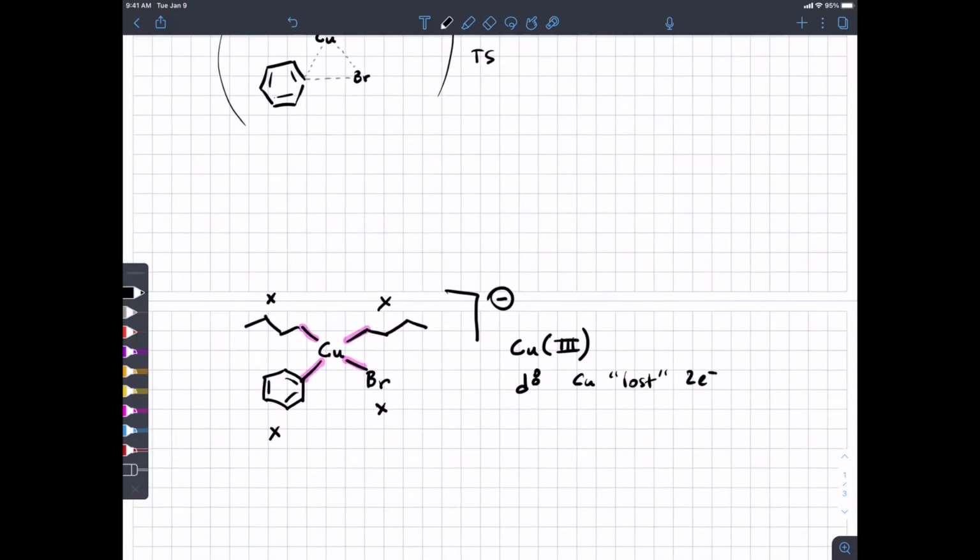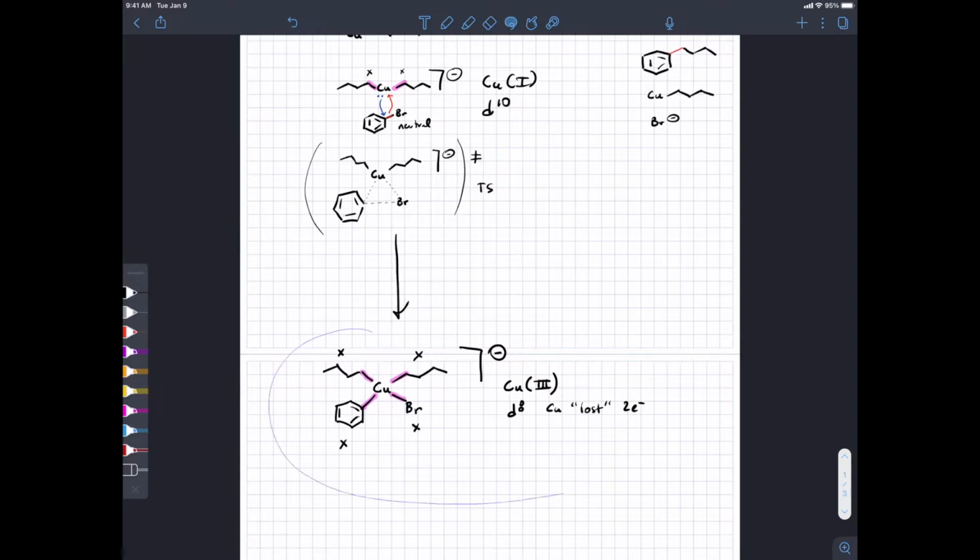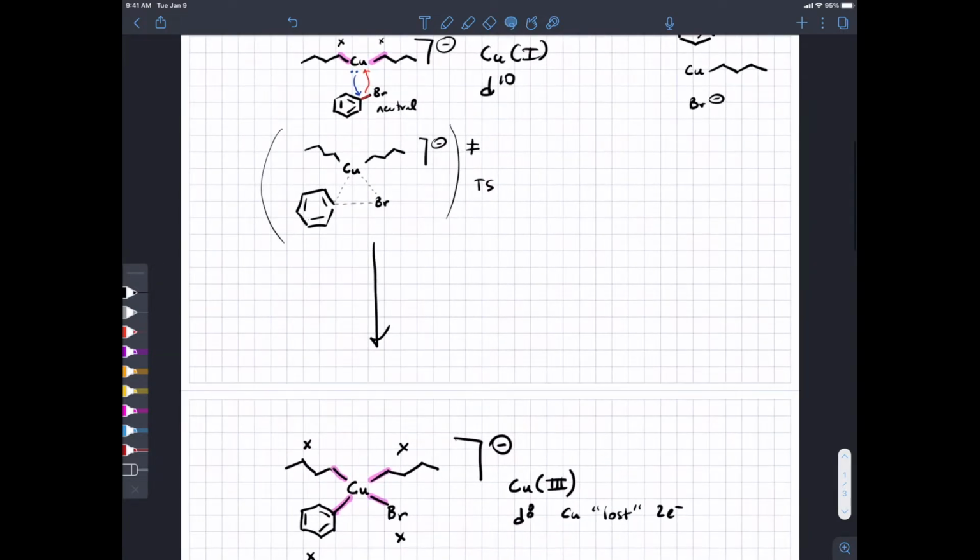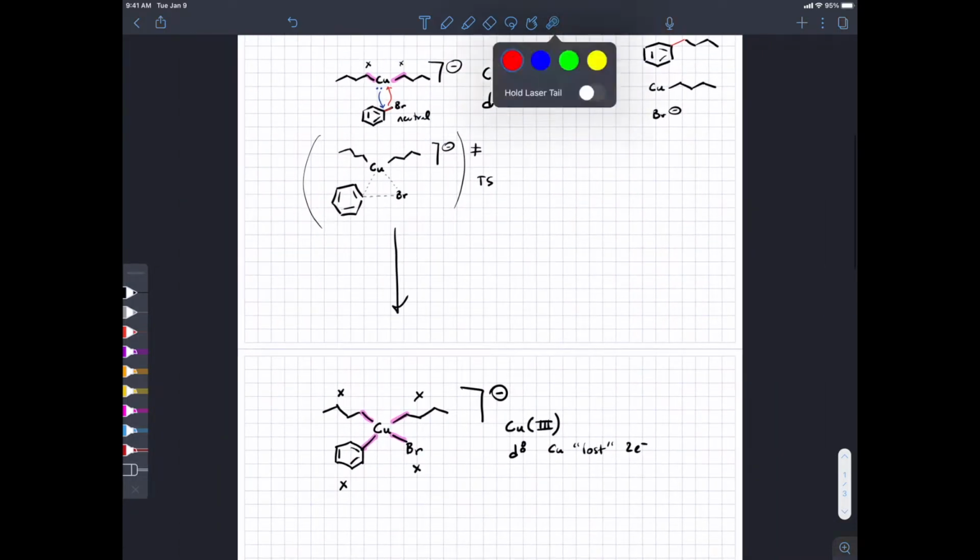And now copper, instead of being d10, is d8. Why did copper lose two electrons? Because we took two d electrons from copper and we made a new bond with the benzene ring. And as soon as we did that, we're counting those electrons now as being owned by the benzene ring. So copper formally lost two electrons. Okay? Because of that, this reaction is an addition reaction because we're adding two groups to copper. But it's called oxidative addition because in order to make those two new bonds, we have to take two electrons from copper and give them to the ligand formally. And so copper goes from 1 to 3, or from d10 to d8. All right? Questions about that?